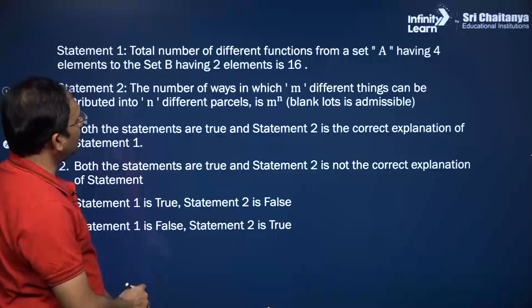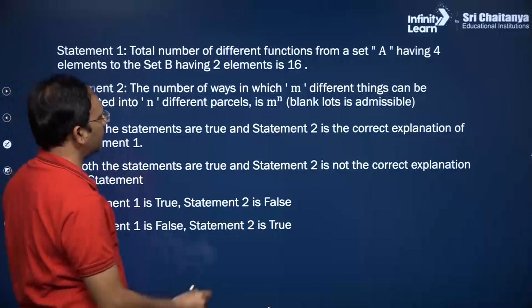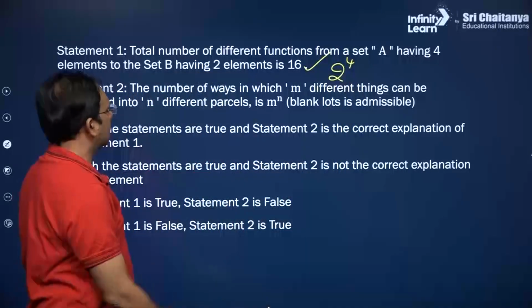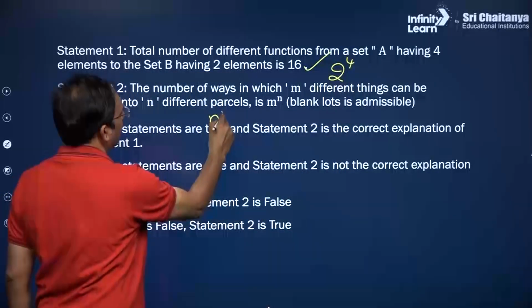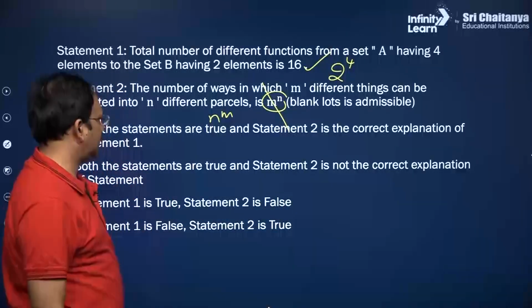Next, the total number of different functions from set A having 4 elements to set B having 2 elements is n of B power n of A, that is 16, which is correct. The same logic here: it should be n power m, but he has given m power n, so the second statement is false. The first statement is correct.